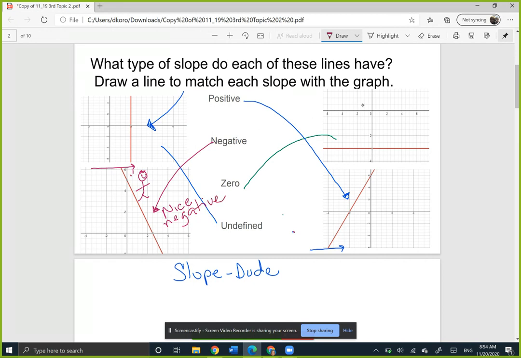And this is a puff, puff, positive. Think about if you're going up the hill, right? You're puffing and huffing because it can be hard to go up a hill. All right, so this is a puff, puff, positive. And this one is a zero fun.